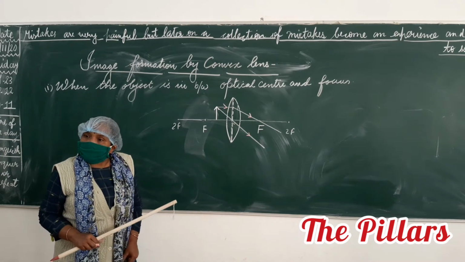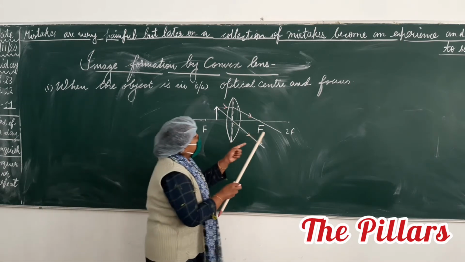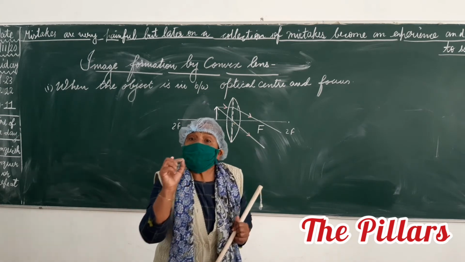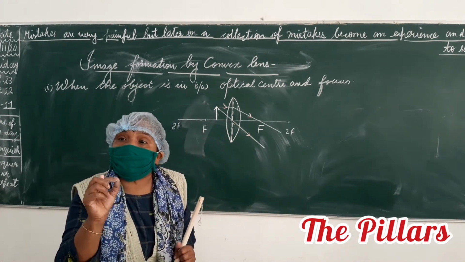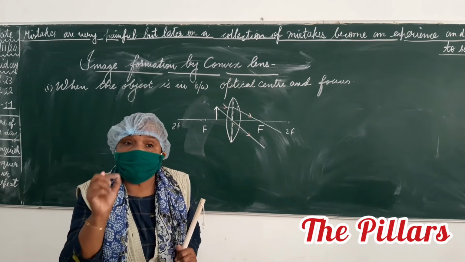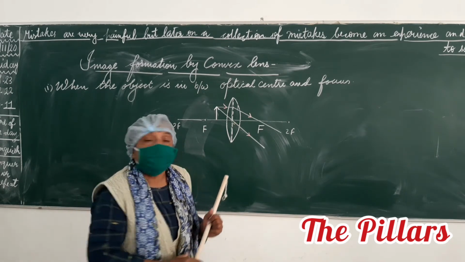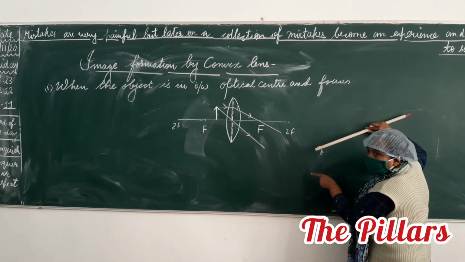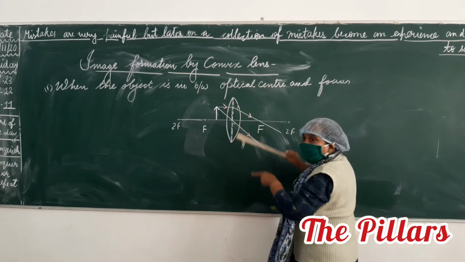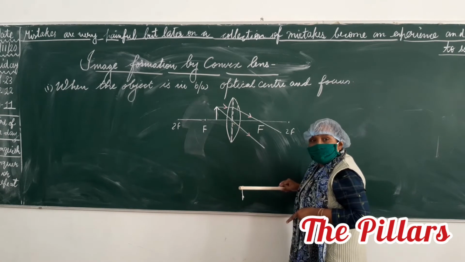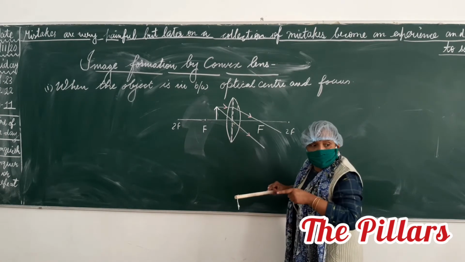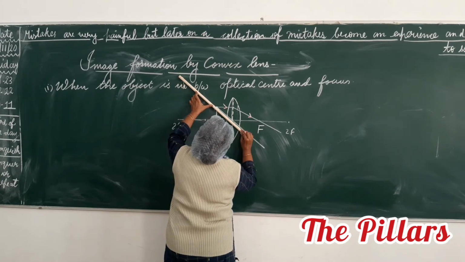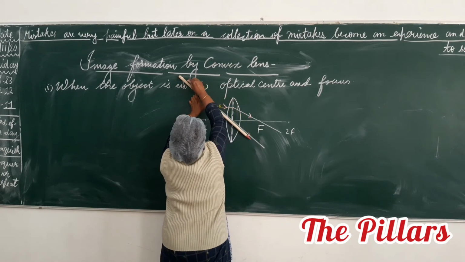It passes undeviated. And when is the image formed? I am asking you. When the two refracted rays meet each other. So will these two refracted rays meet each other somewhere here? No. But you produce them at the back and see, they will meet each other. You just try. See? You produce it at the back.